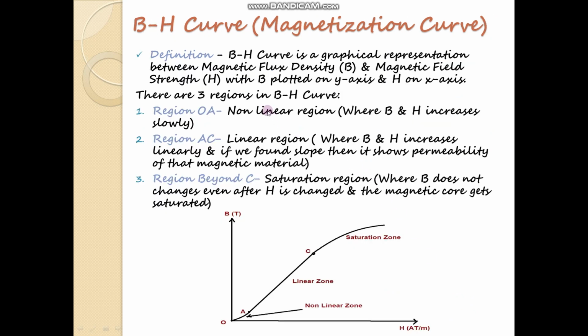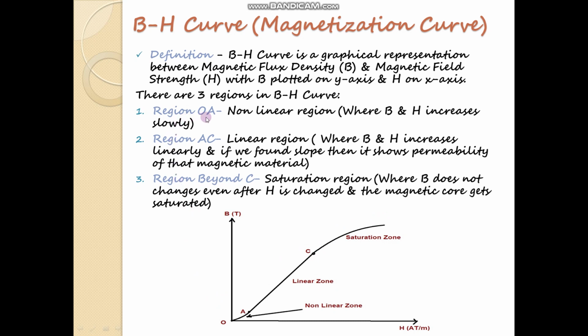Now the BH curve, which is also called the magnetization curve. What is this? See, this is the BH curve. It is the graphical representation between magnetic flux density B and magnetic field strength H, where B is plotted on the y-axis and H is plotted on the x-axis. As shown here, this curve is divided into three regions: region OA, region AC and region beyond C.